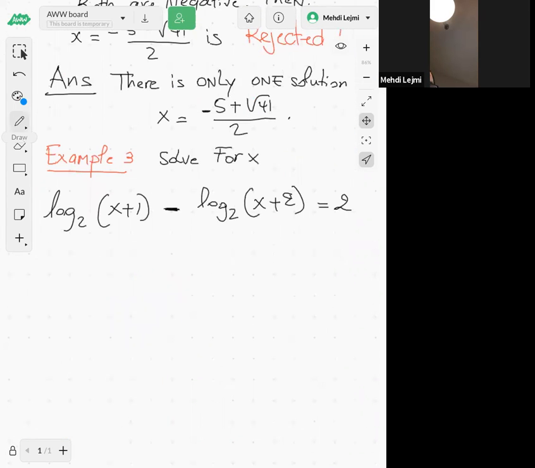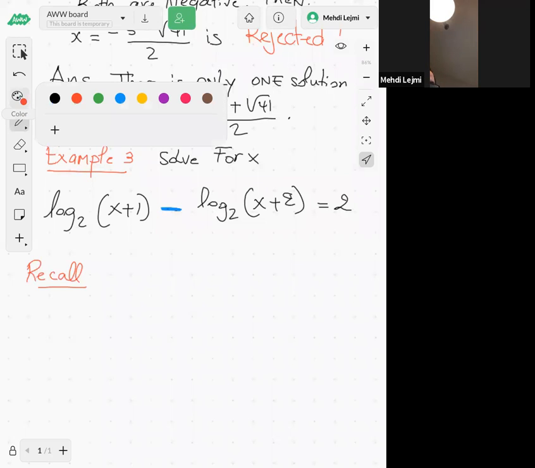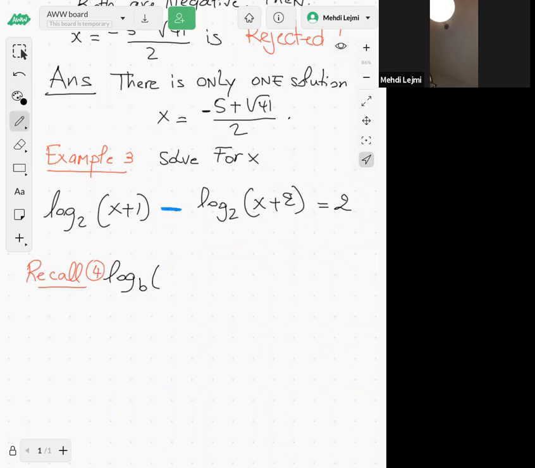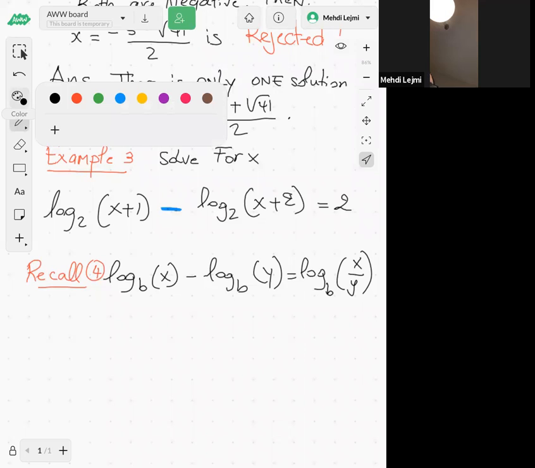Because this is minus, I'm going to just remind you. If you have a difference between 2 logs, this is property number 4. If you have log in base b of x minus log in base b of y, that will be log in base b, not x times y, but x over y. Okay, so this is different, right? Again, minus, it's x over y.